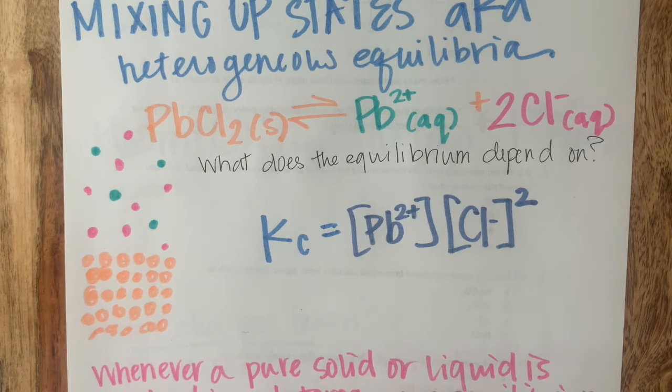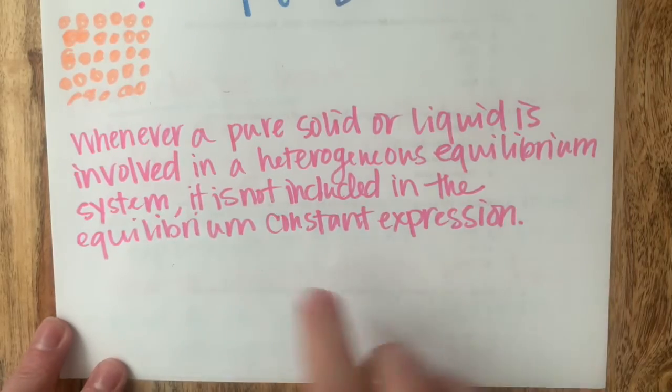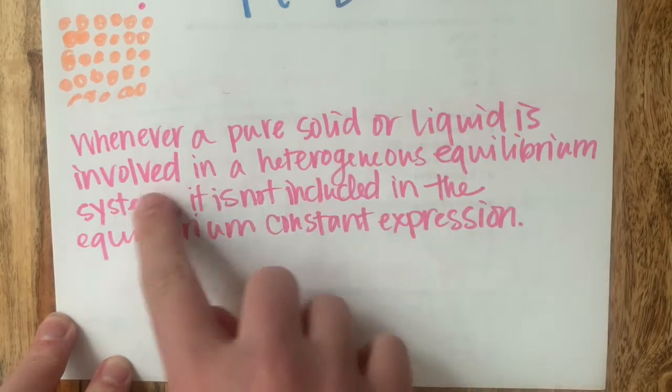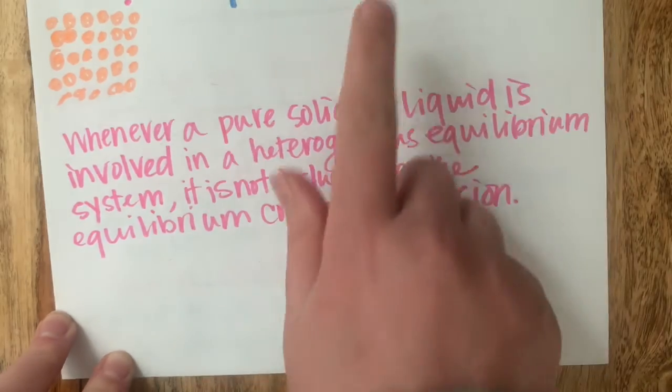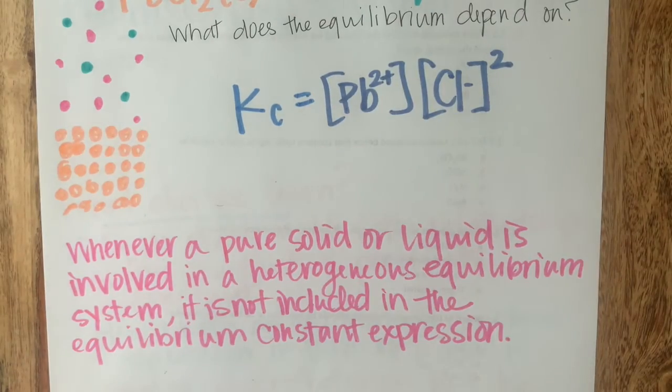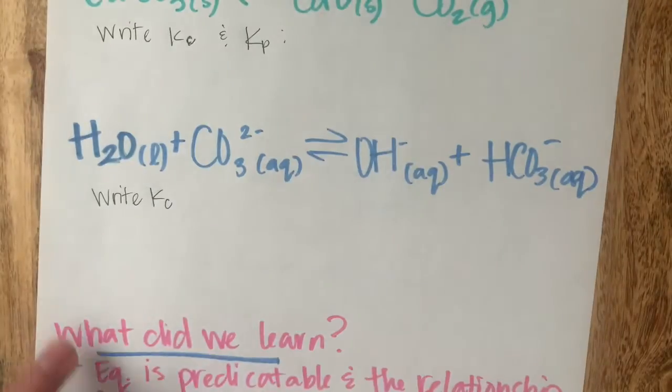Okay, how's that going for people? I hope that's all right. So what do we need to know? Whenever a pure solid or liquid is involved in a heterogeneous equilibrium system, we don't include it in the equilibrium constant expression. Okay, last page.